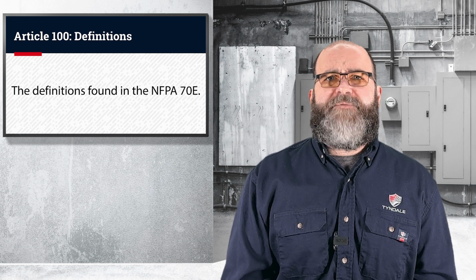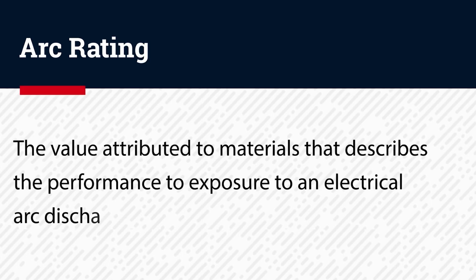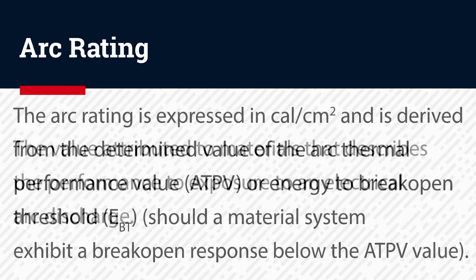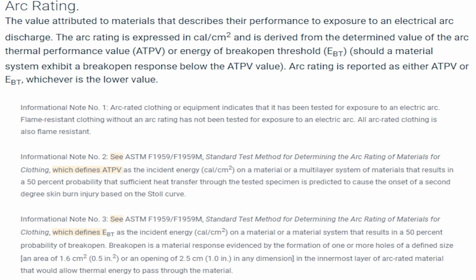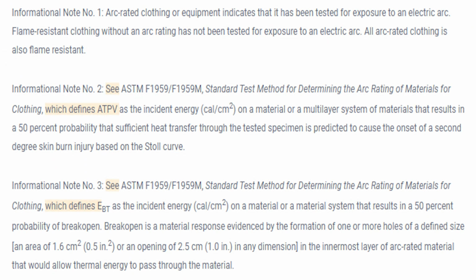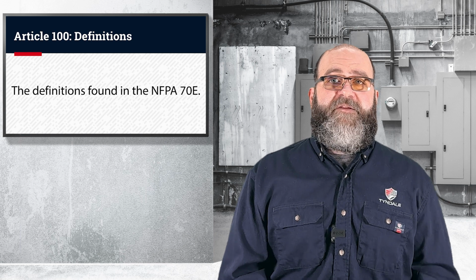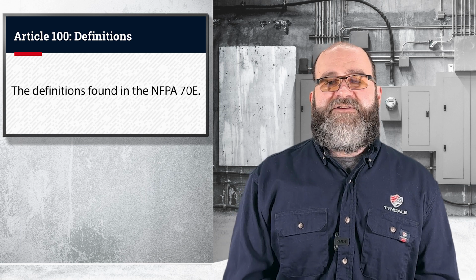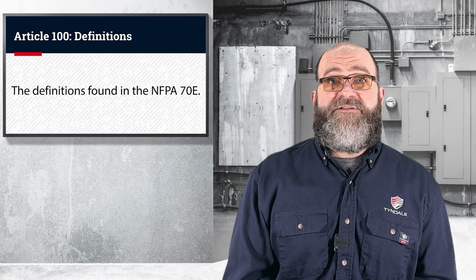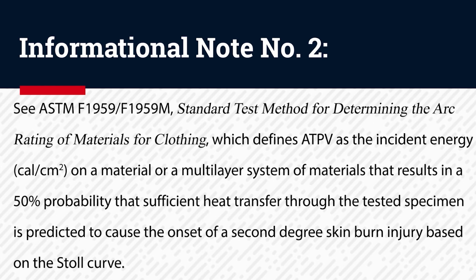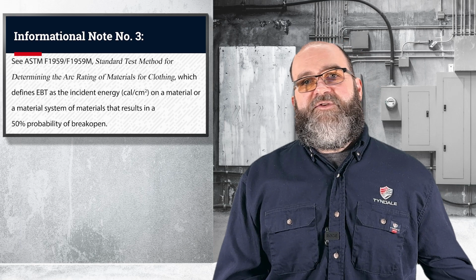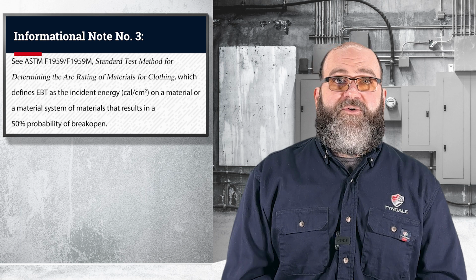Let's look at a couple examples in the book. When we look at the term arc rating, you will see a lot of useful information attached to it. For instance, there are 3 informational notes right below the definition. Now, we talked in the last episode about informational notes, so we're not going to get into the weeds on that. But the informational notes give you additional references such as the ASTM F1959 and F1959M standards for arc-rated clothing so that you can refer to those if you need to.